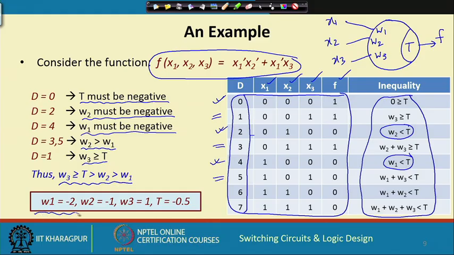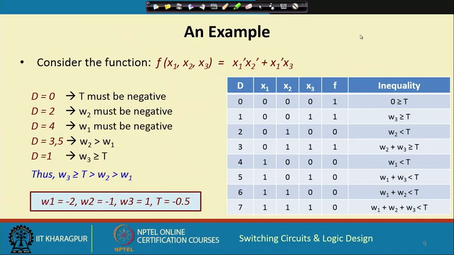So, one possible choice I am showing here, there are infinite possible solutions. One solution is W1 is minus 2, W2 is minus 1, W3 is plus 1 and T is minus 0.5. You see all these conditions are satisfied: W3 greater than or equal to T, T greater than or equal to W2, W2 greater than or equal to W1. So, this is how, given a truth table, if it is a threshold function, you can deduce the values of the weights and the threshold.